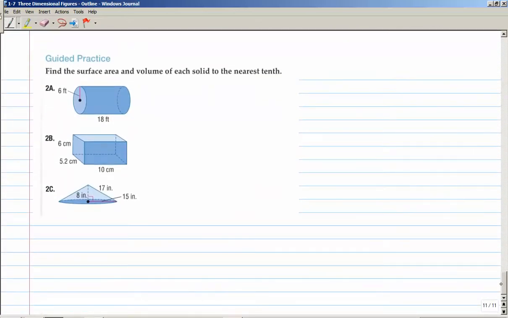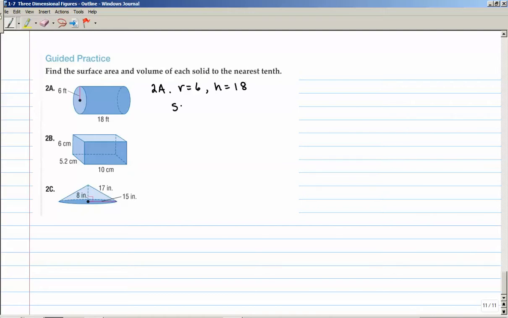So let's take a look at a few examples here. We need to find the surface area and the volume of each of these solids and round it to the nearest tenth. So for 2A, what we have here is a cylinder, and I'm noticing that the radius is 6 feet and the height is 18. So let's go ahead and do our formulas here.